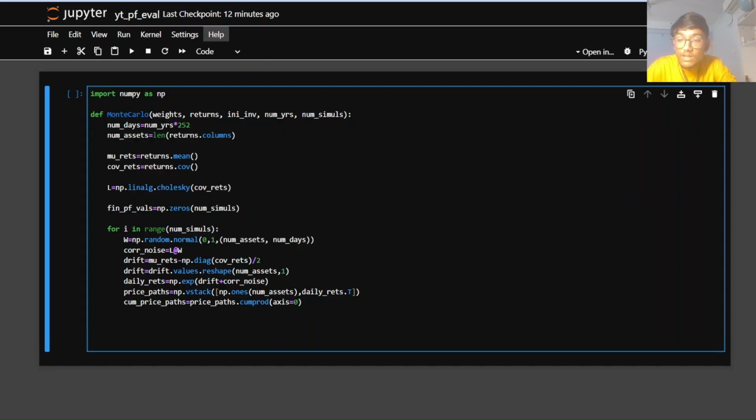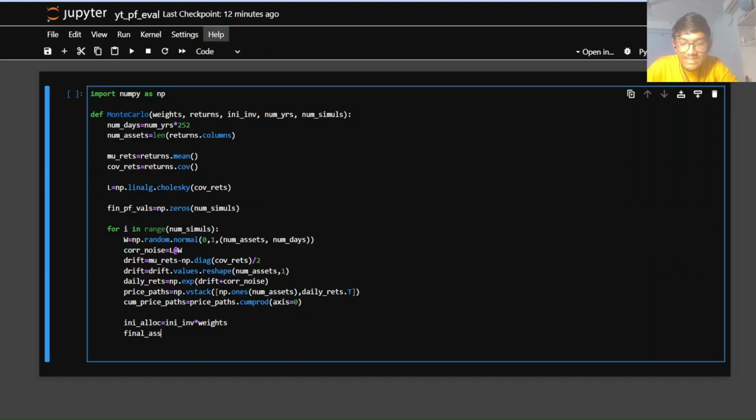Cool. Now let's figure out what our initial allocation is. So initial allocation would simply be initial investment times the weights, right? And we need to figure out how much the initial amount that we have given in every asset becomes after 1 year, right? So our final asset value will then become the initial allocation times the last value of the price paths, the last row of this price paths, right?